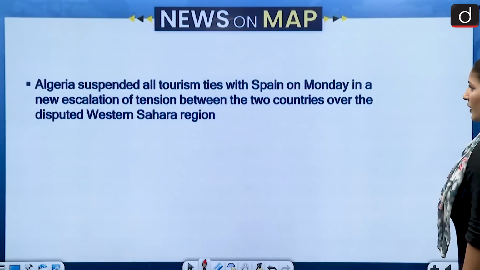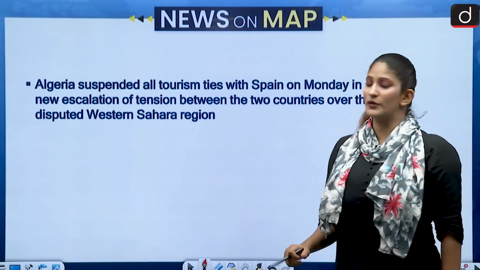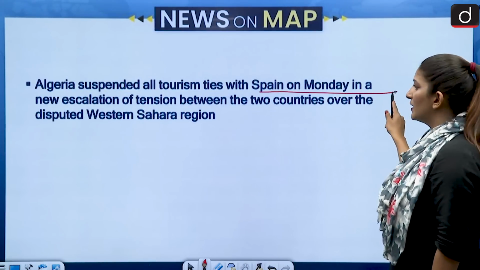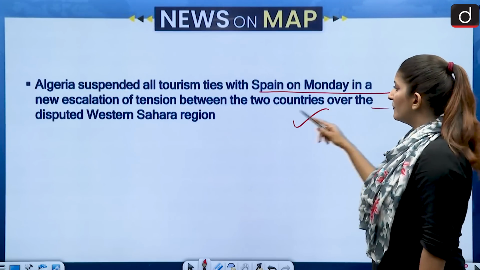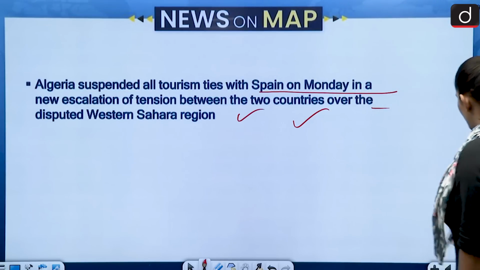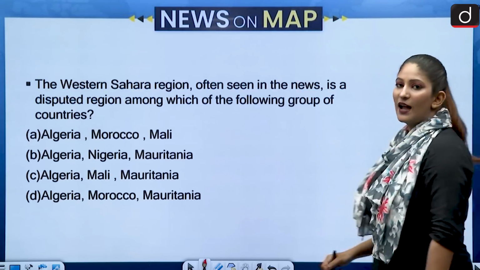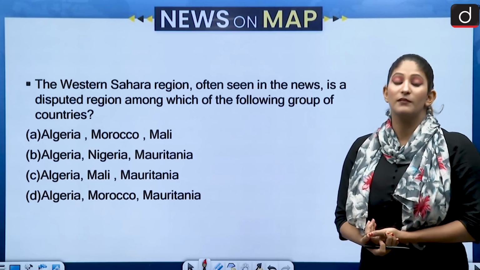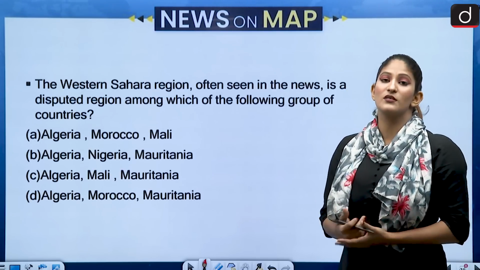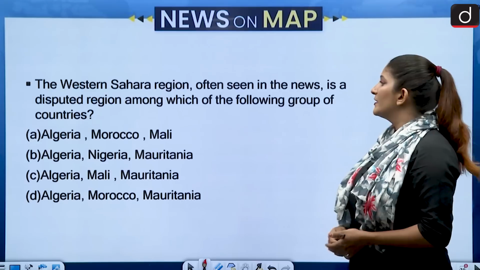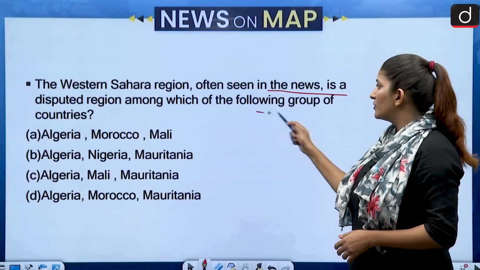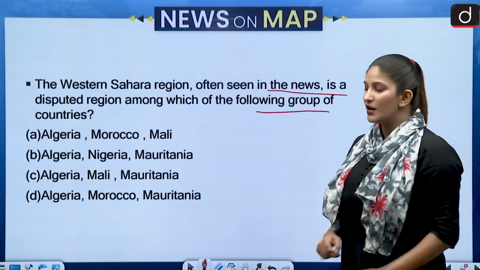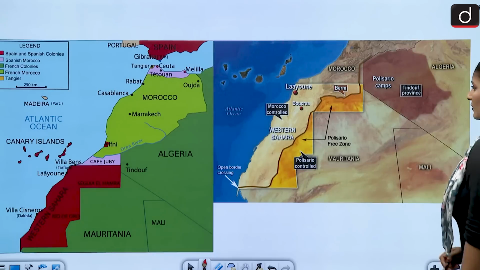Moving on to the next set of questions, Algeria has suspended all tourism ties with Spain on Monday in a new escalation of tension between the two countries over the disputed Western Sahara region. This is a big deal because Algeria and Spain were doing pretty well earlier, but now it's not because of the dispute in Western Sahara. Western Sahara region, often seen in the news, is a disputed region among which of the following group of countries, okay. So for that we have to of course look at the map.